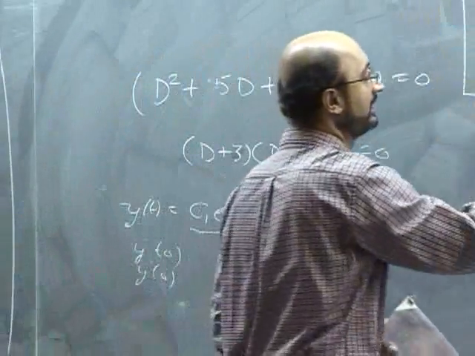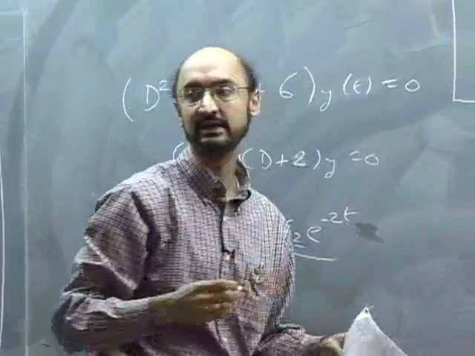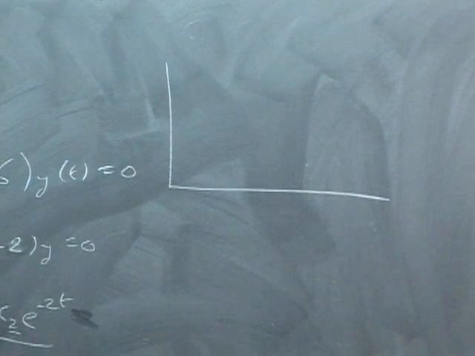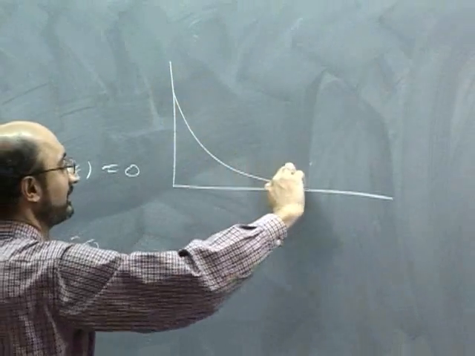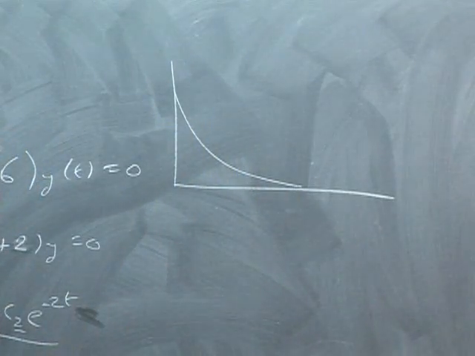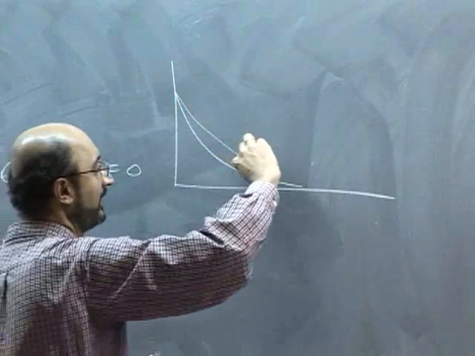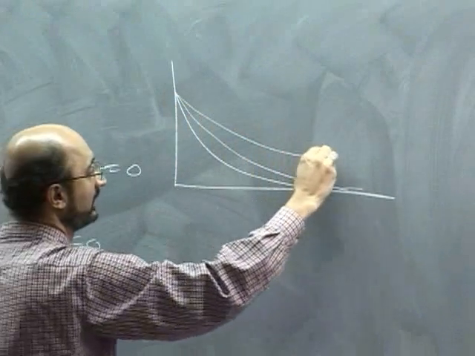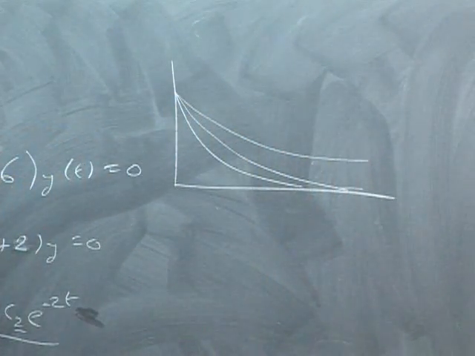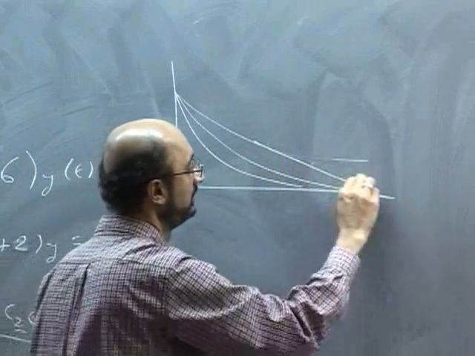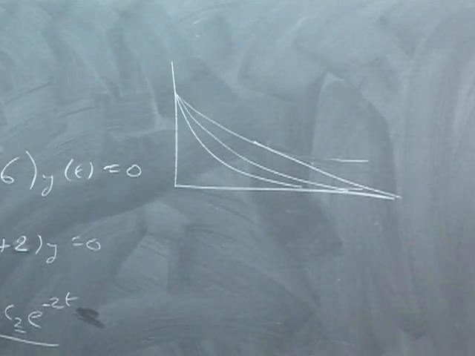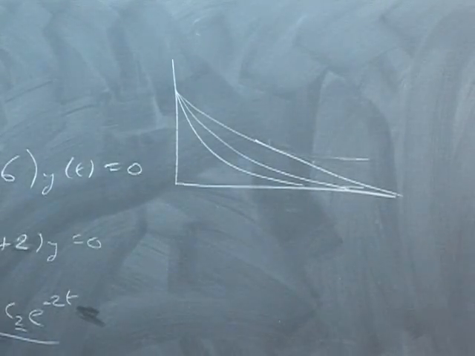Let's just see what it looks like. c1 e to the minus 3t is an exponential dropping off. It's a real exponential. It has no complex components. It's going to drop off pretty fast, like this. And minus 2t is going to drop off as well, but less fast. So we have something like that. Then the sum of these is going to be an exponential as well, and again it's going to drop off to 0. It's the sum of these two exponentials, so it drops off exponentially fast. That's what it looks like.